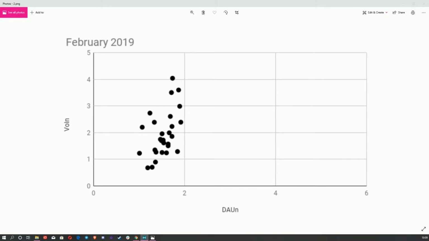So here is February. Looks broadly similar to January, doesn't it? Actually, the vertical axis here goes up to 5, so we've got this day here with about 4 times the average spending going on at OpenSea. But in terms of users, we're still between the average 1 and 2, which is still double the average. So it's still not bad, but February is not terribly different from January.